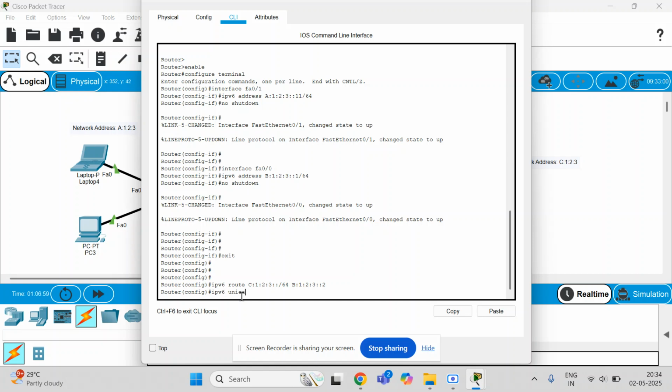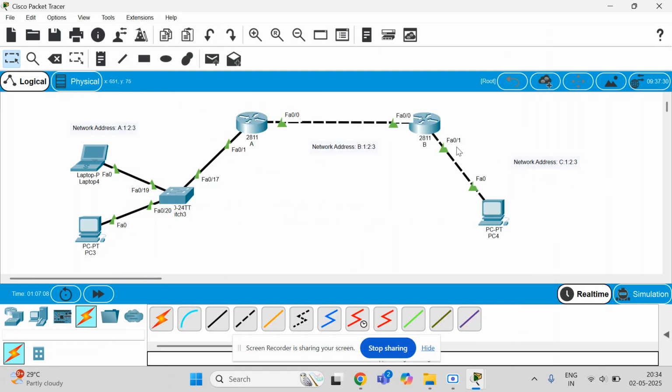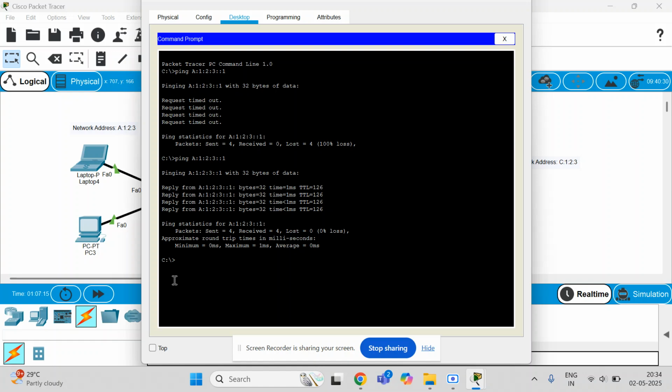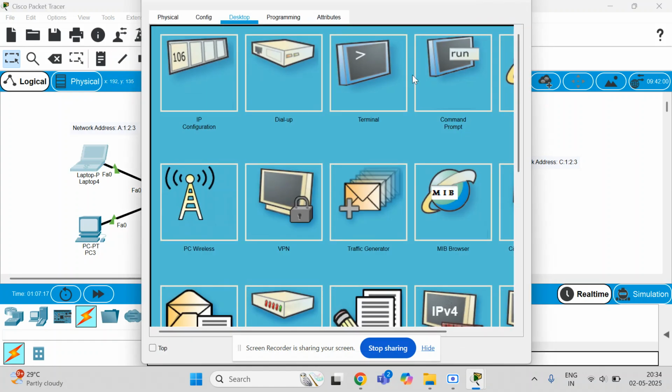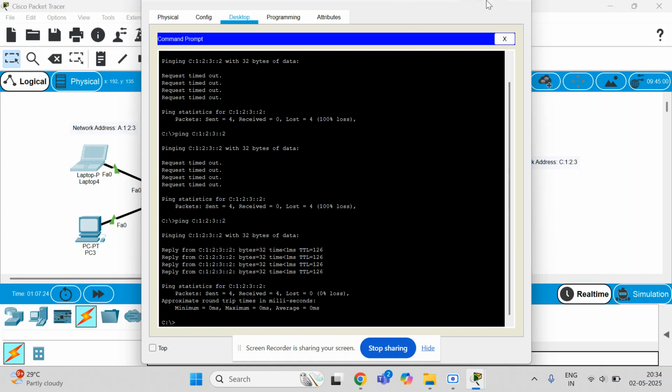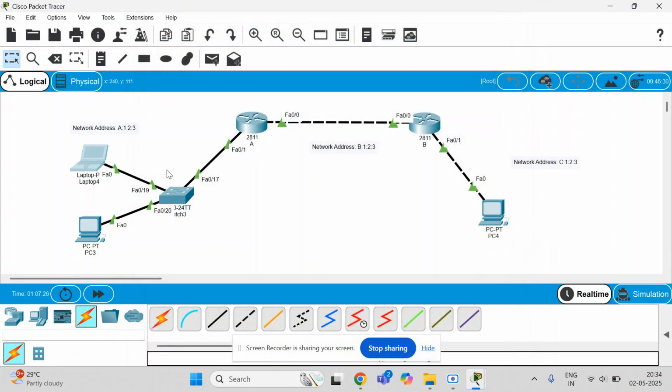IPv6 unicast-routing. Now it is fine. Now we will check the ping again. Now it's fine. The ping is going between both the ends. Yes, fine. Now in this way you can configure as well as troubleshoot the network. Here we have done static routing by using IPv6 addressing.